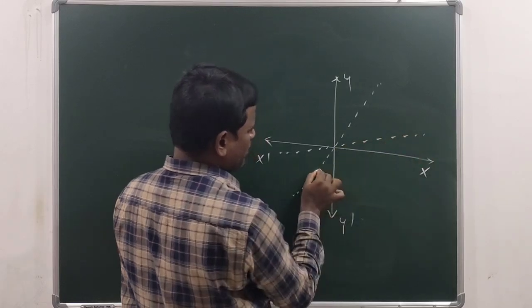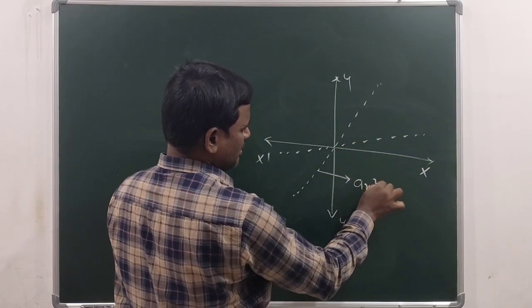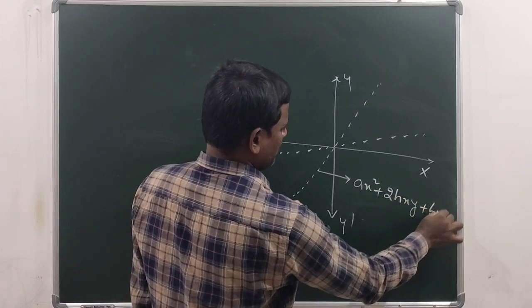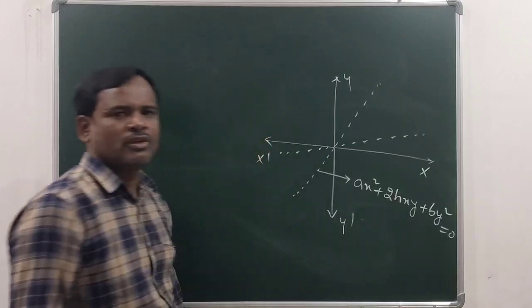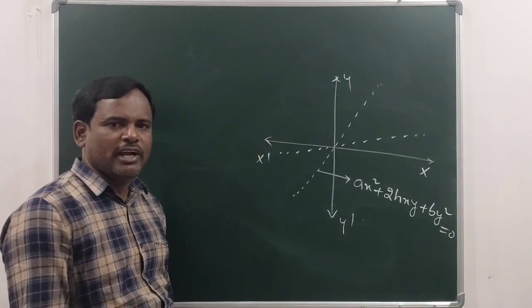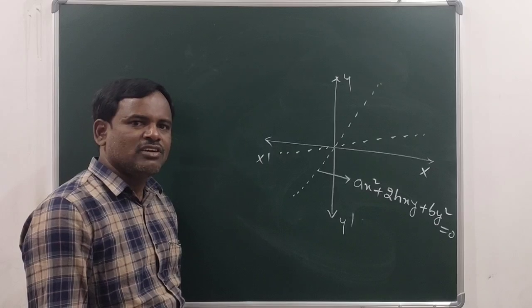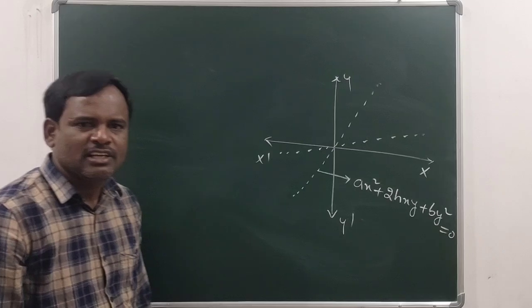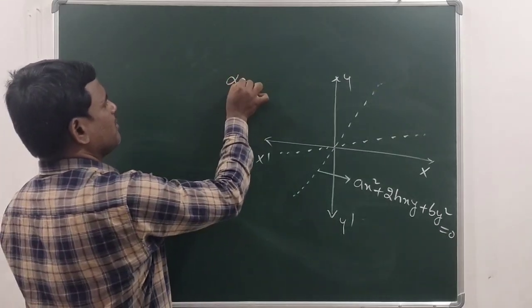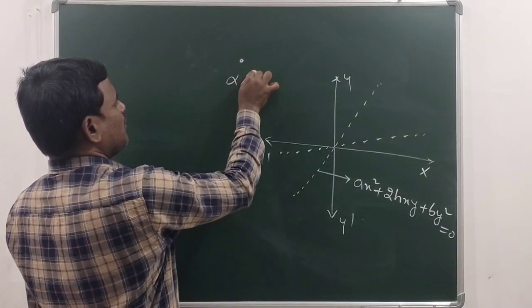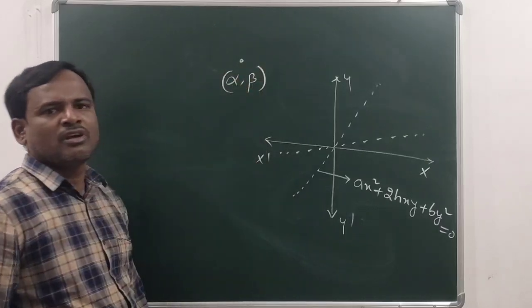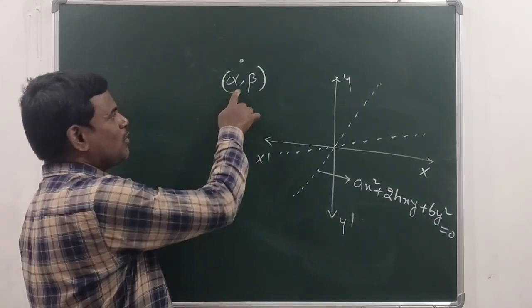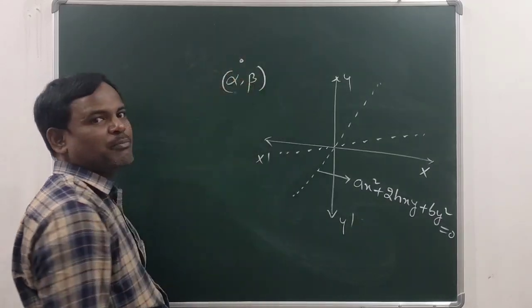This pair is given to you whose equation is ax square plus 2hxy plus by square equal to 0. Now I am asking you to write the pair of straight lines which are perpendicular to the lines represented by this and pass through alpha comma beta. The lines pass through alpha comma beta, but they are perpendicular to this.